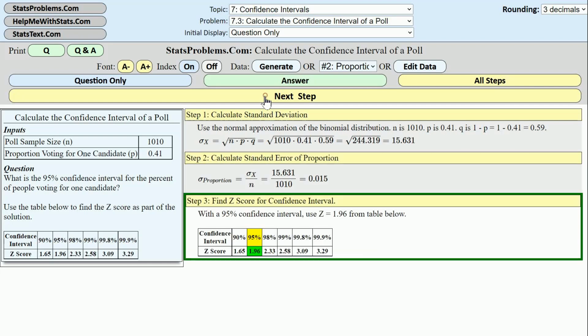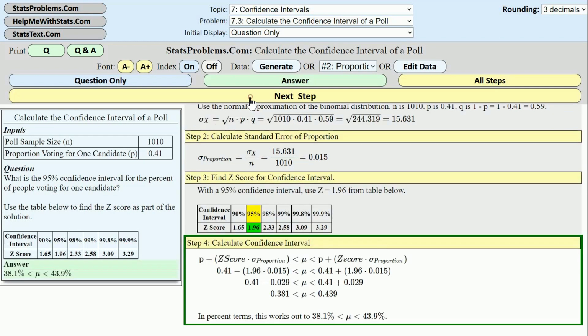In Step 3, we find the z-score for the confidence interval. For the 95% confidence interval, we use the table to find a z-score of 1.96. In Step 4, we calculate the confidence interval. The lower bound of the confidence interval is p minus the z-score times the standard error of the proportion, sigma sub proportion. The upper bound of the confidence interval is p plus the z-score times the standard error of the proportion, sigma sub proportion.